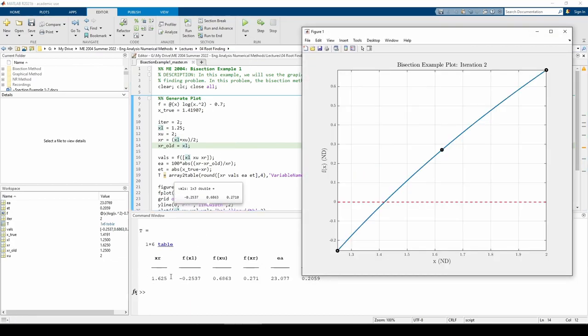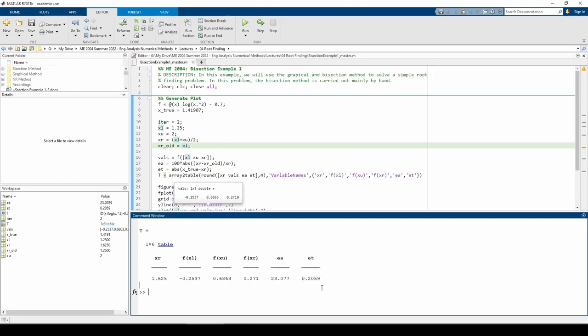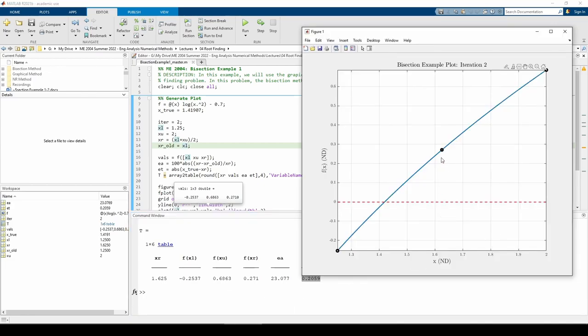The new value of the root is 1.625, which lies halfway between xl equals 1.25 and xu equals 2. In the first iteration, we obtained xr equals 1.25, so the percent relative error is a little over 23%. The true error actually increased compared to the first iteration, but this is normal since the root can lie anywhere within the bracketing interval. If we examine the plot, it just so happens that the root lies relatively far away from xr, but if you go back to the plot of the first iteration, the root happens to lie pretty close to xr. Over time, the true error dwindles because the bracketing interval becomes so small, but it's normal for the true error to fluctuate.